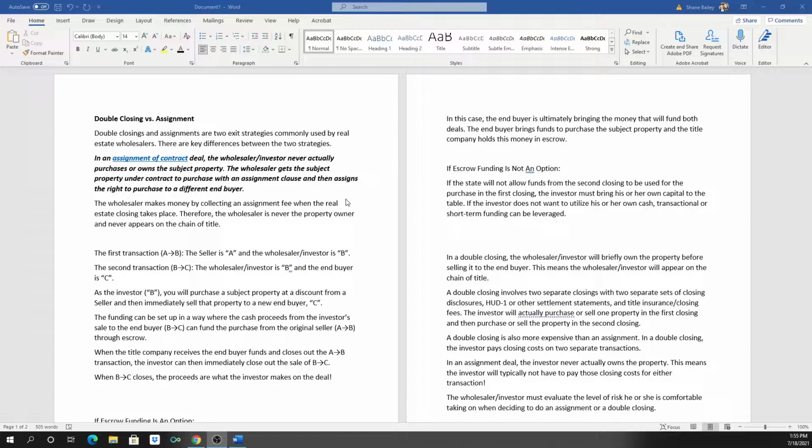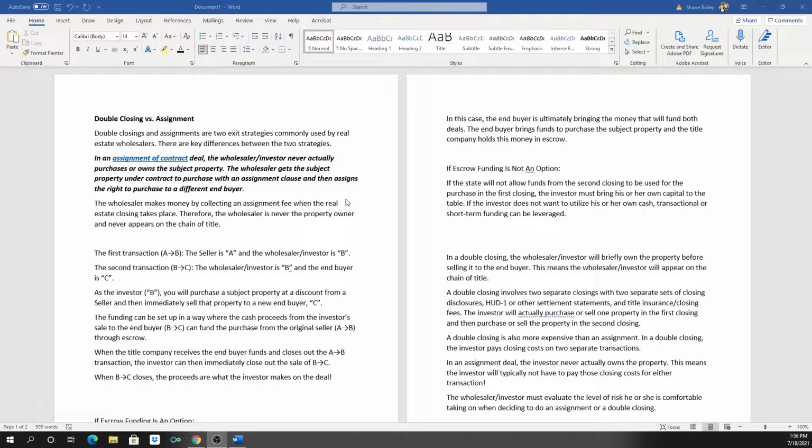Make sure you have that assignment clause in the real estate contract or you will end up buying the property yourself. It's not always a bad idea, but if you're working with literally no money in your pocket and you're working as a wholesaler, which is a great way to get into this business to make money and start building your capital, if you don't have that assignment clause, you will have to purchase the property or you will lose your earnest money.